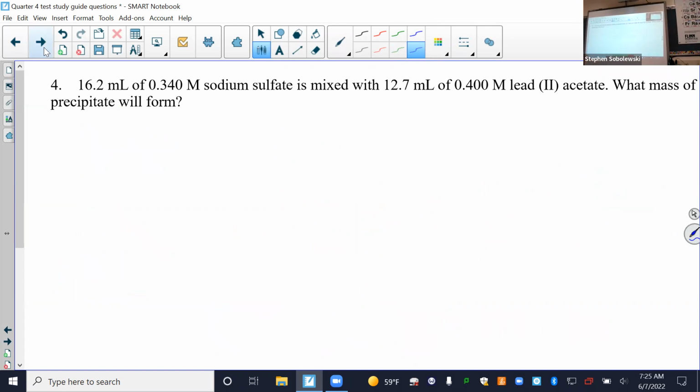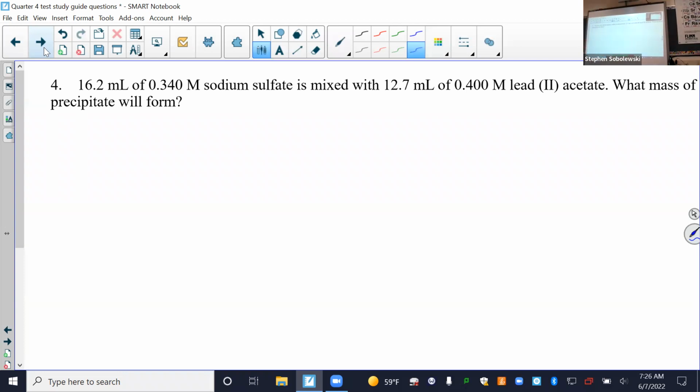16.2 milliliters of a 0.340 molar sodium sulfate solution, really, I don't need to say solution. If I give you molarity, it's implied that it's a solution, is mixed with 12.7 milliliters of 0.400 molar lead 2 acetate. What mass of precipitate will form? Whenever I see what mass of precipitate will form, I know this is going to be a stoichiometry question, but this isn't classic gram to gram stoich.